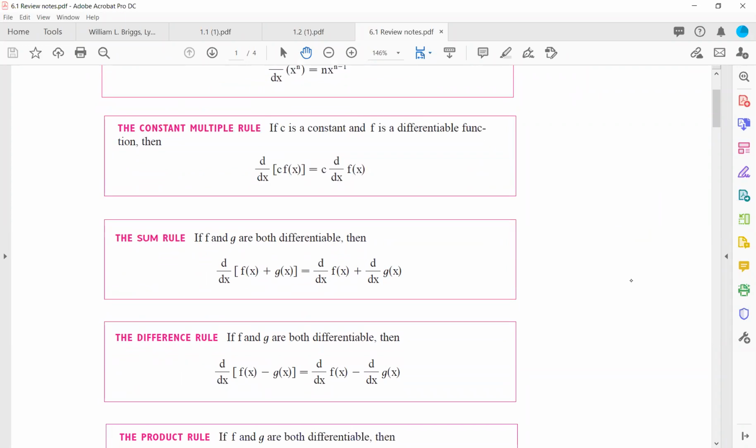Addition and subtraction rules. The derivative of the sum of two functions is equal to the sum of their derivatives. The derivative of the difference of two functions is equivalent to taking the difference between their derivatives.